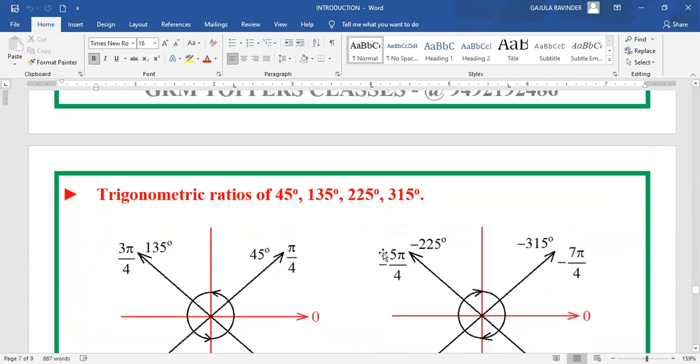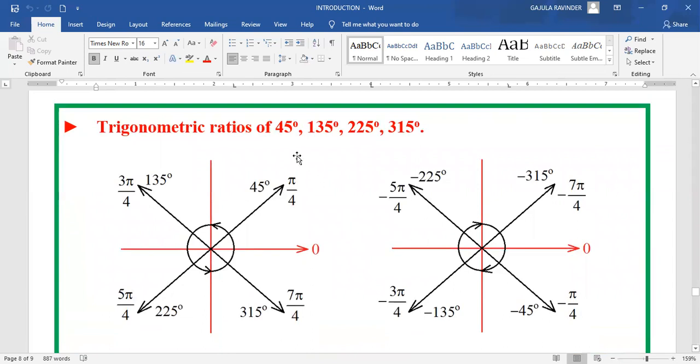Now coming to the trigonometric ratios of particularly 45 degrees, 135 degrees, 225 degrees, and 315 degrees. So dear friends, sometimes you need to write those values as soon as possible. In that case, I thought that these results will help you. In view of that, those values can be easily memorized. I have taken these diagrams to show the values of trigonometric ratios of these angles.